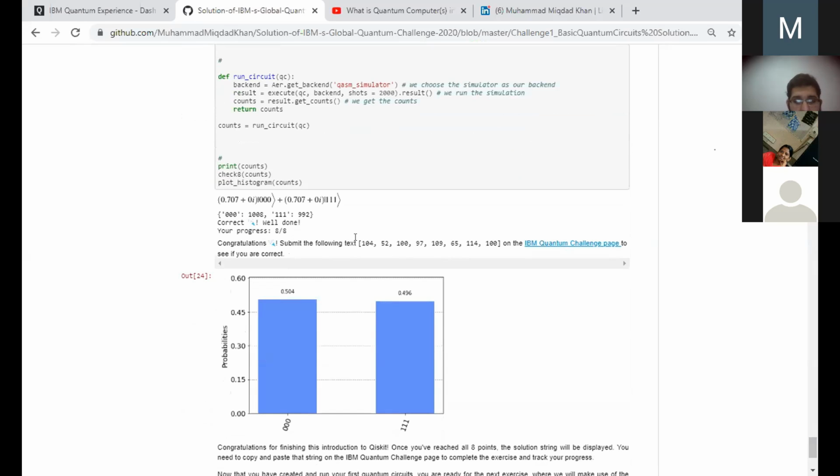So this was our solution string. We have to put this string in the answer box of the IBM Quantum Challenge website. It is a very important string, these numbers 104, 52, 197, 109, 65, 114 and 100. This is in reality a message. This message we will discuss in exercise 4, as it is a very important message in solving exercise 4. See the cleverness of IBM. It gives us the hint, but we have to find out this hint in the form of these numbers.